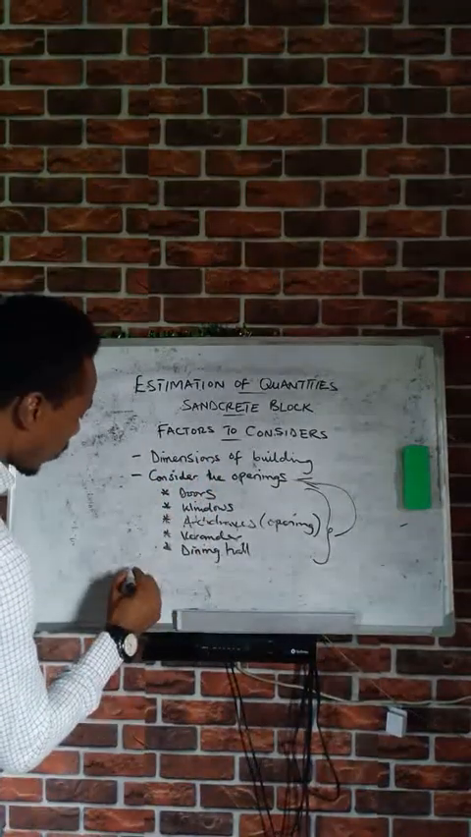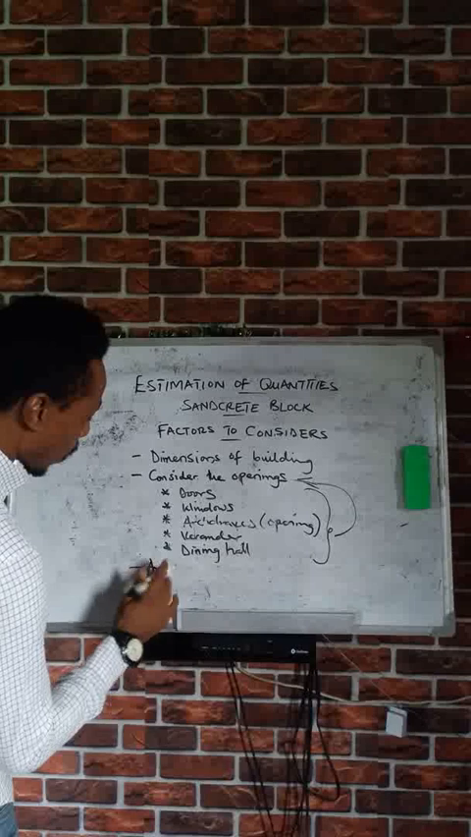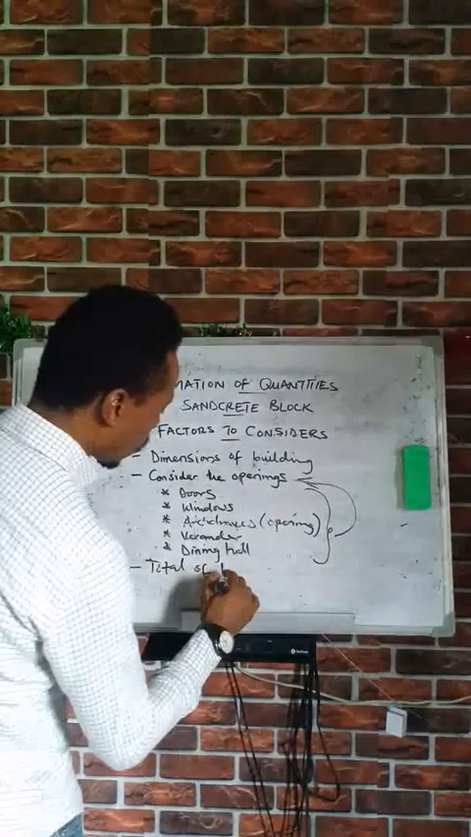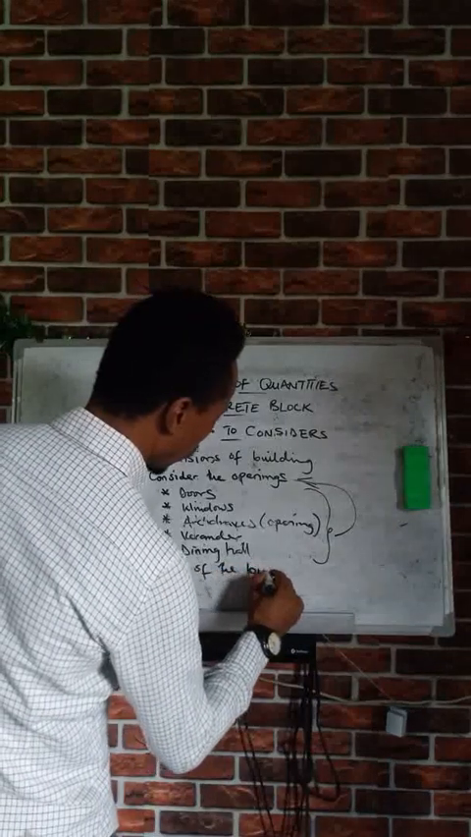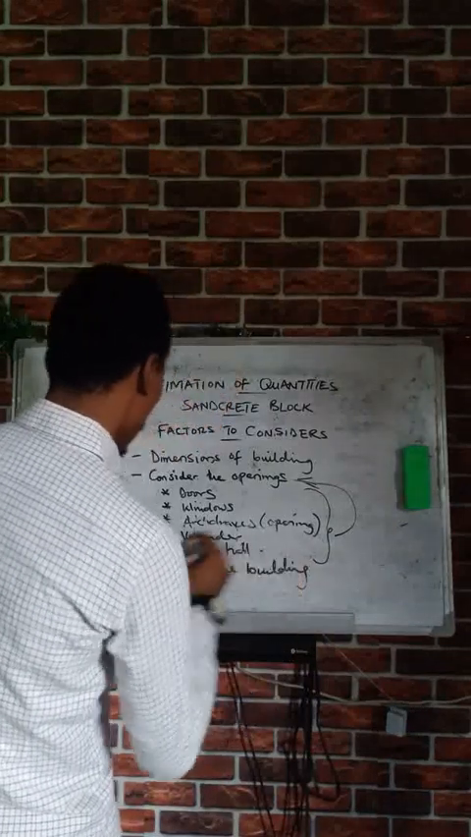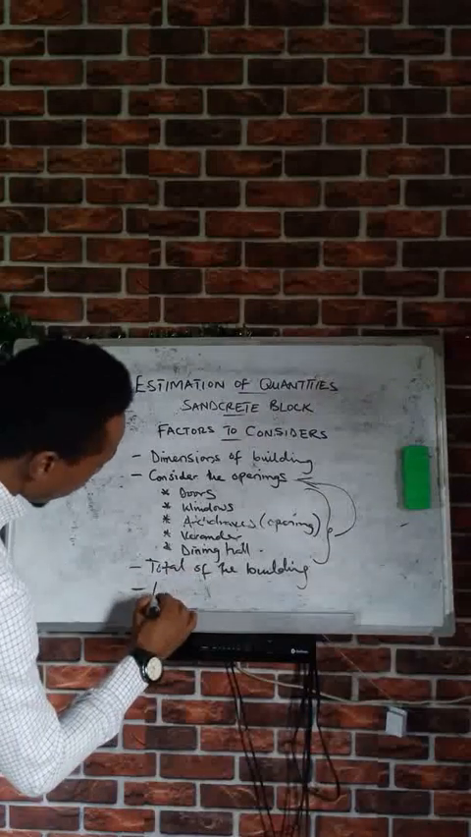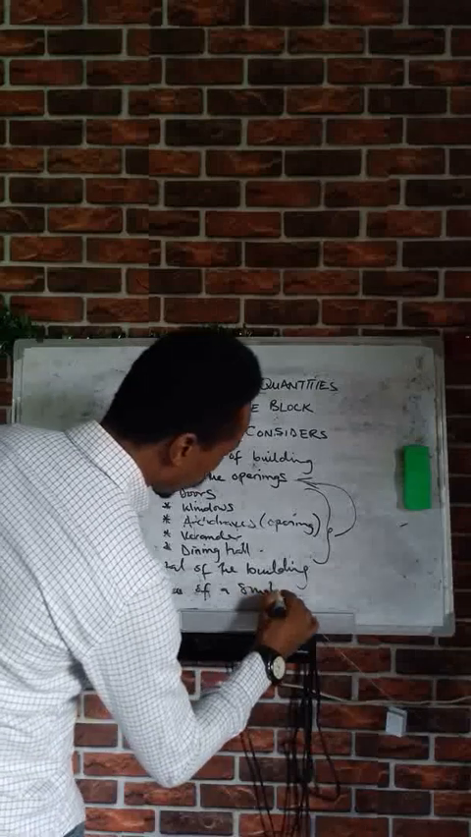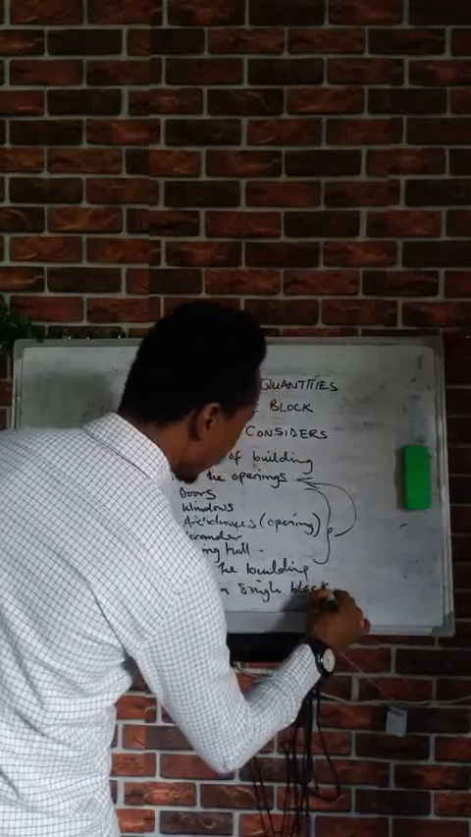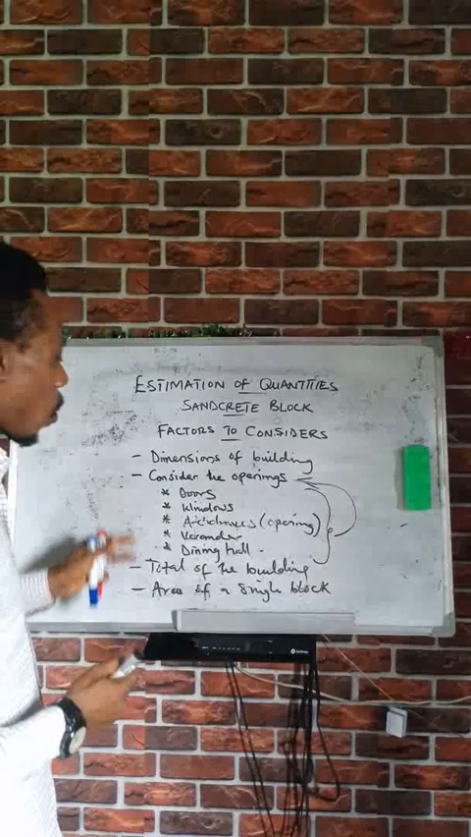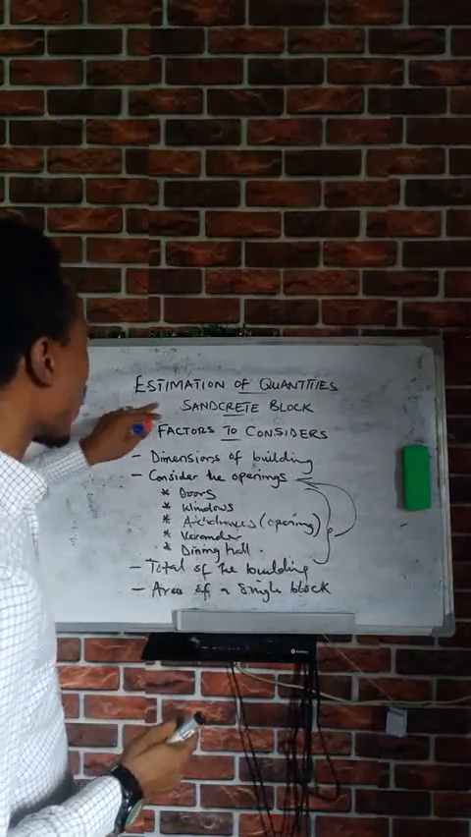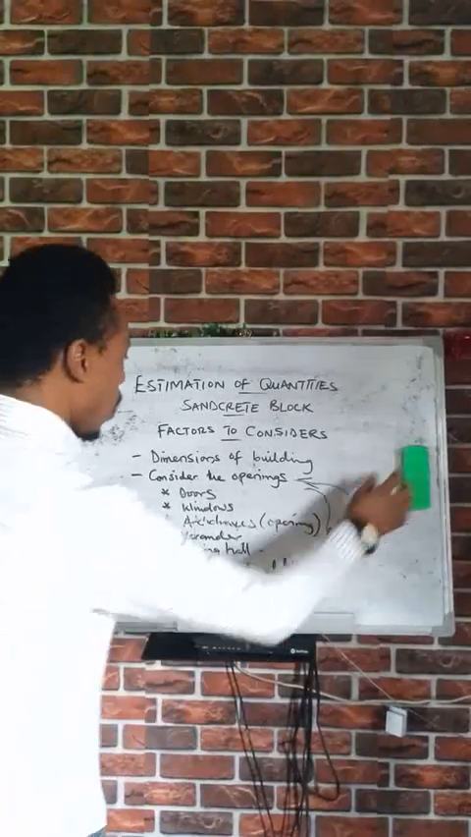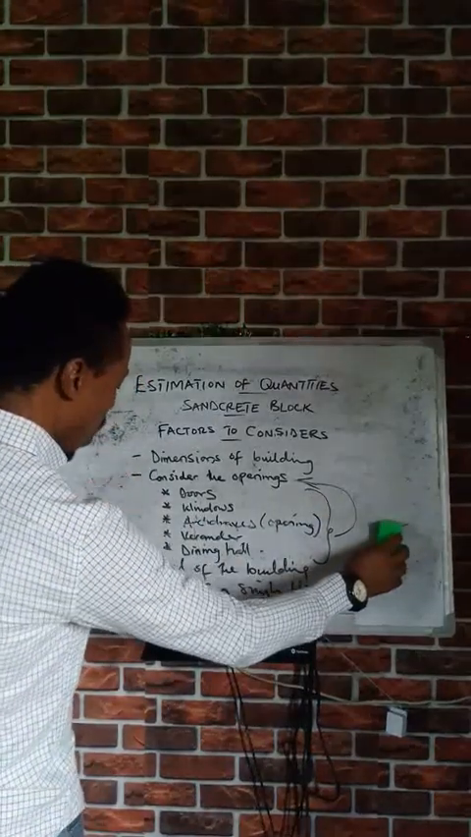Another thing is you have to look at the total area of the building. You have to look at the area of a single block. So these are factors you need to consider while estimating the quantities of your concrete blocks. All right, so let us go further.